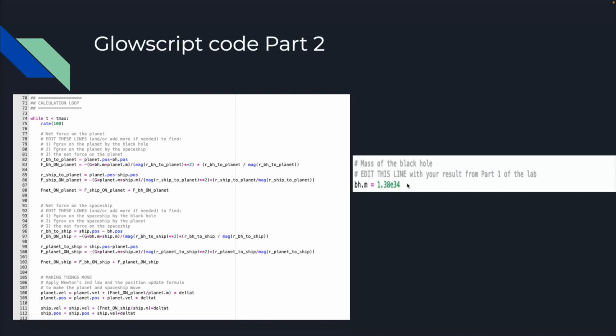So I set the black hole's mass to the one found in part 1, and then I calculated the net force on the planet by first getting the gravitational force of the black hole on the planet, and then the ship on the planet, and then summing those together to get the net force. And then I also calculated the net force on the spaceship, so getting the force from the black hole on the spaceship, and then the planet on the spaceship, and then adding those together. And then I used Newton's second law, the velocity update formula, to calculate the new velocity, and then the position update formula to get the new position.